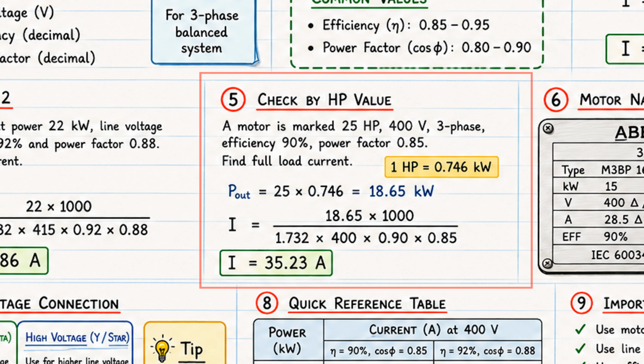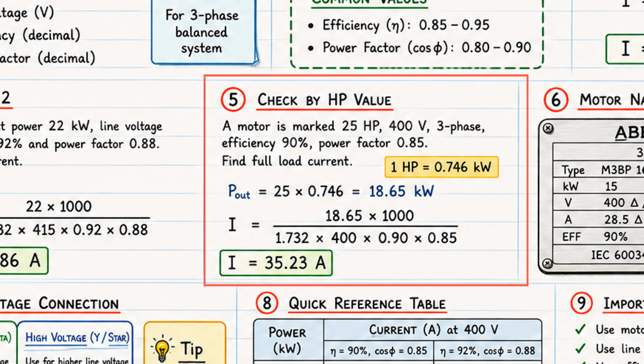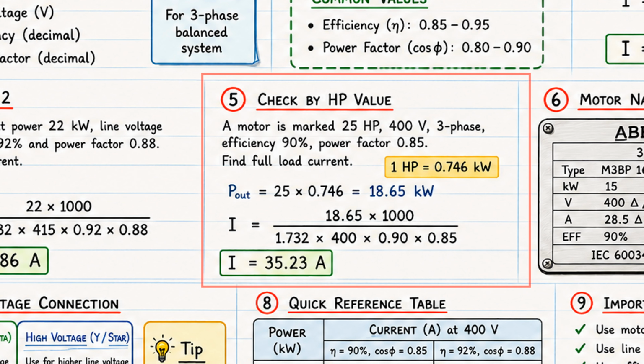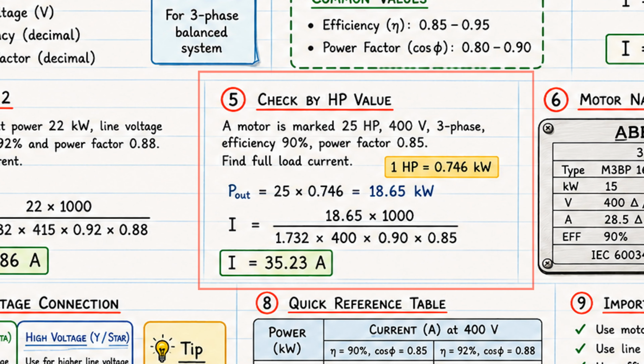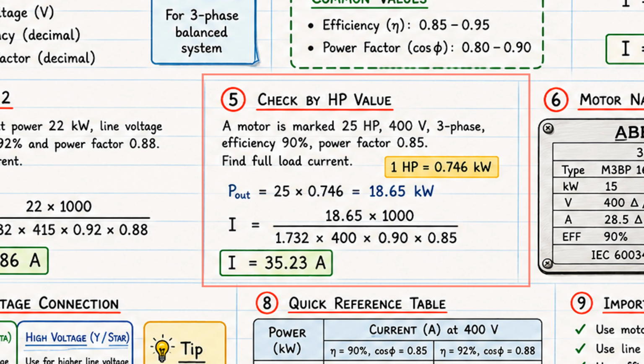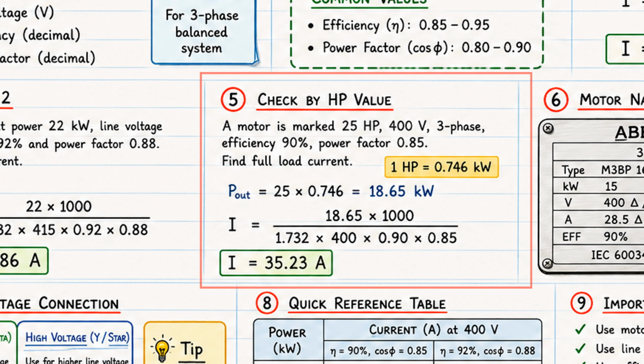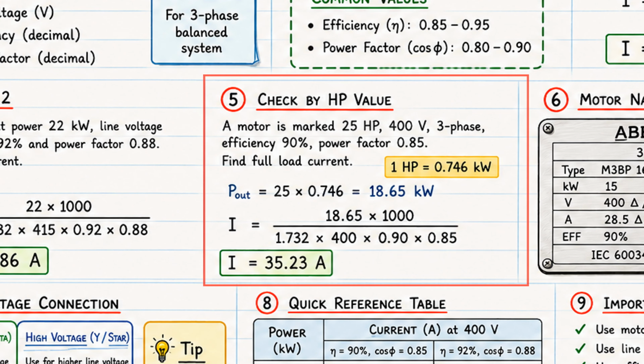Horsepower to kilowatt conversion. A 25 horsepower motor is equal to 18.65 kilowatts. Its current is calculated as 35.23 amperes. Practical note: if only the horsepower value is written on the motor nameplate, you now know how to convert it into kilowatts and calculate the current. In the American market, motors are usually rated in horsepower, while in Europe they are mostly rated in kilowatts.